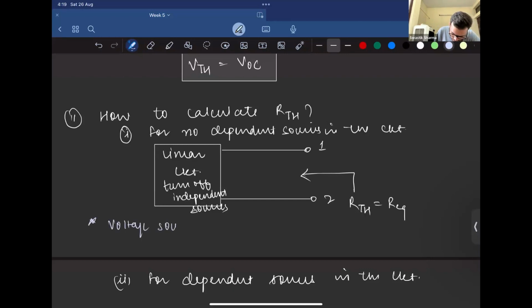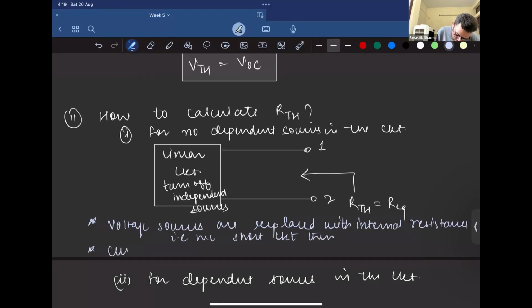By turning off, we mean the voltage sources are replaced with their internal resistance, which is zero in this case. So that means we short circuit them. And for current sources, we open circuit them. All right. So once we do that, then we calculate the equivalent resistance value of that circuit, and that is equal to the Thevenin's resistance, right?